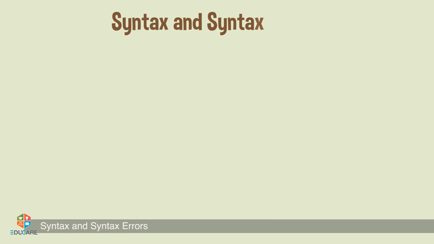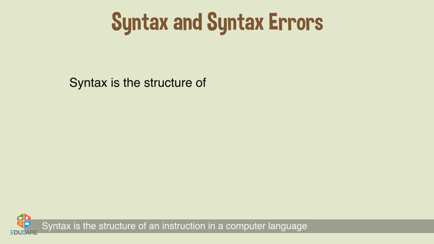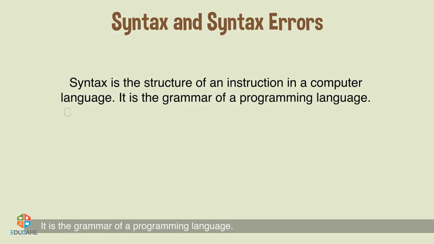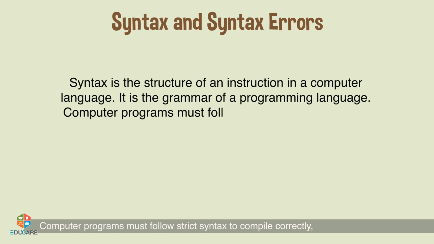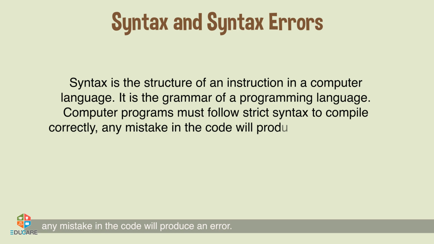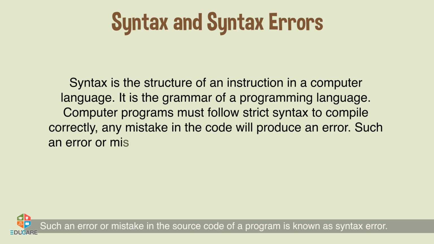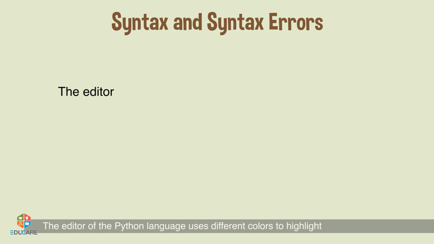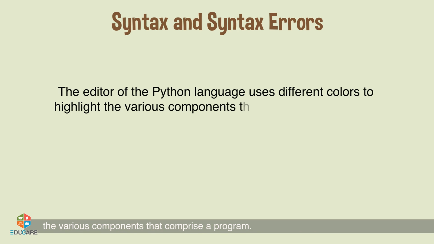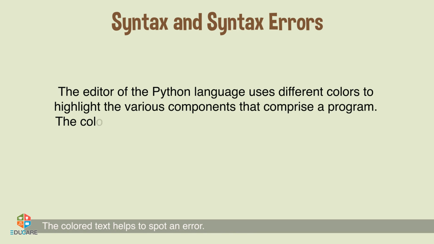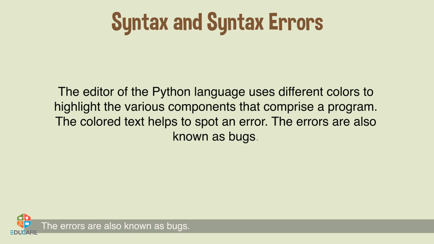Syntax and syntax errors. Syntax is the structure of an instruction in a computer language. It is the grammar of a programming language. Computer programs must follow strict syntax to compile correctly. Any mistake in the code will produce an error. Such an error or mistake in the source code of a program is known as a syntax error. The editor of the Python language uses different colors to highlight the various components that comprise a program. The colored text helps to spot an error. The errors are also known as bugs.